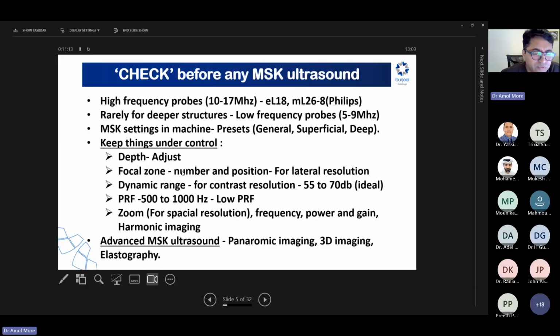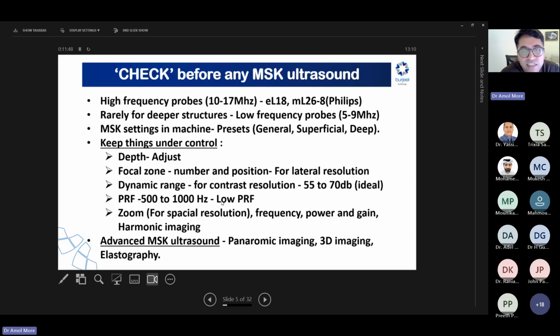Always keep a few things in mind when you are doing any joint ultrasound. The adjustment of depth: usually for MSK ultrasounds, we prefer decreasing the depth. In a few cases, we increase the depth. Focal zone is the main feature which we have to adjust whenever we are doing musculoskeletal ultrasound, just to notify the subtle abnormalities along the tendons and ligaments, so that we'll be more confident in the assessment of those pathologies.